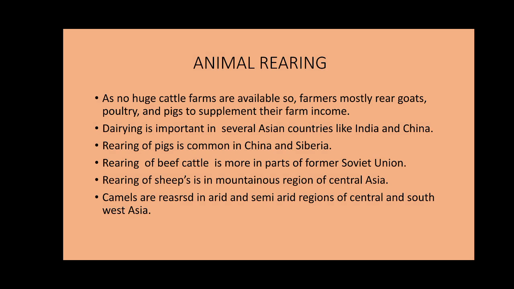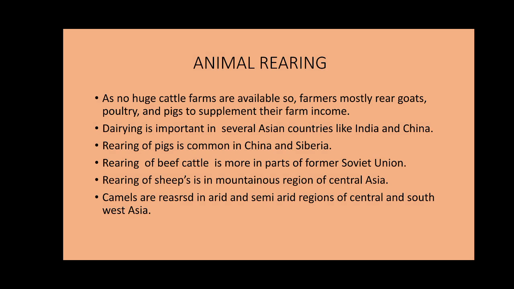As no huge cattle farms are available, farmers mostly rear goats, poultry, and pigs to supplement their farm income. Even dairying is carried out in several Asian countries like India and China. Rearing of pigs is common in China and Siberia. Rearing of beef cattle is more in parts of the former Soviet Union.